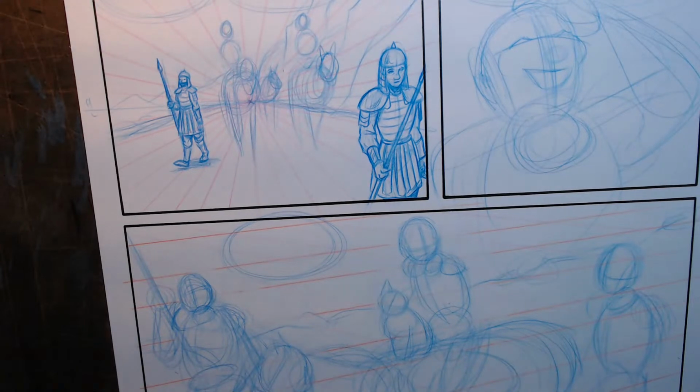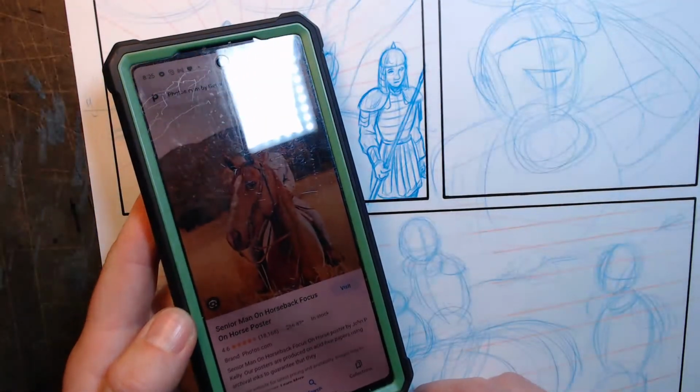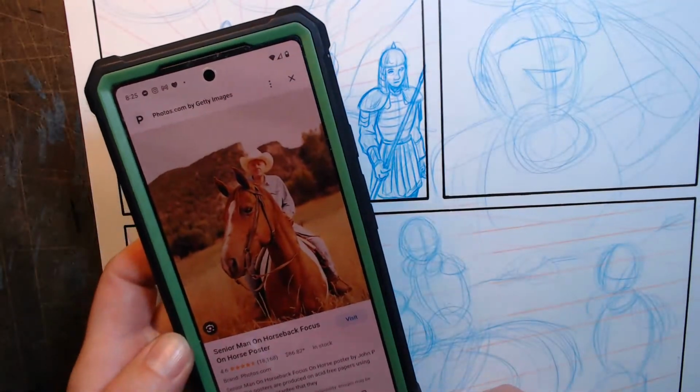Person on horseback. What does that look like? I need images. I need a front view of a person riding on horseback, because apparently I don't actually know what that looks like. This is very, the horse is very in your face.